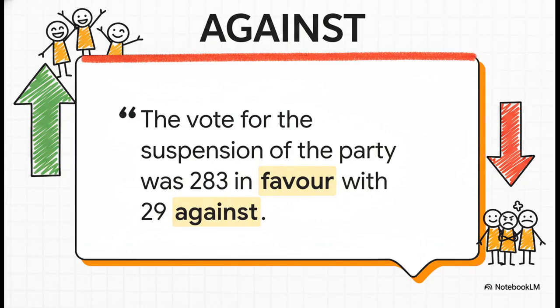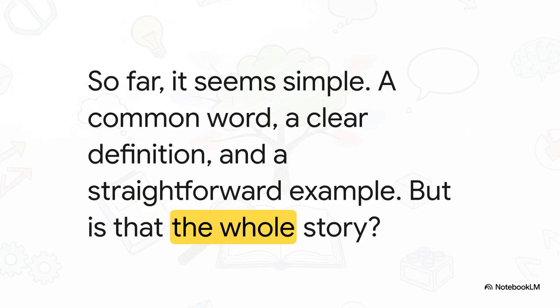And here it is, out in the wild. This example sentence nails it. You see that clear division? You've got 283 on one side and 29 on the other. Against is the word that tells us exactly where that second group stands. So everything seems pretty simple so far, doesn't it? A common word, a clear definition. You'd think our investigation is pretty much over. But, yeah, not even close.